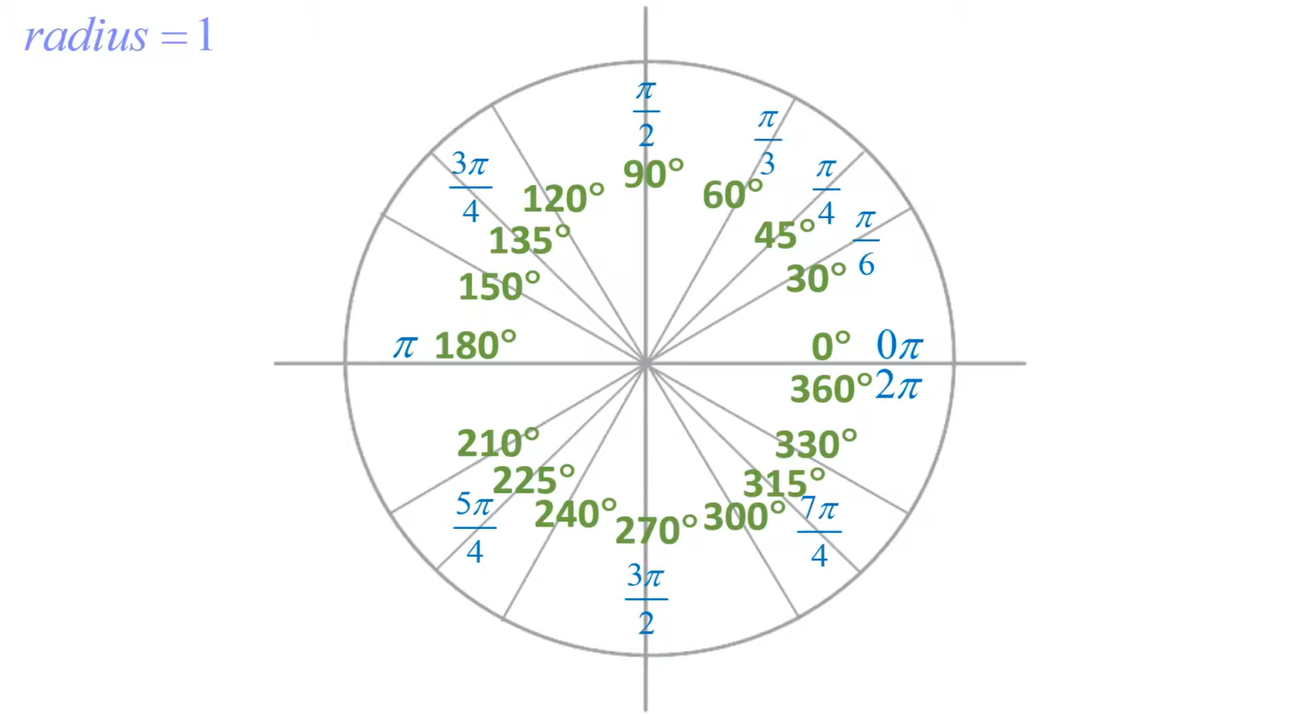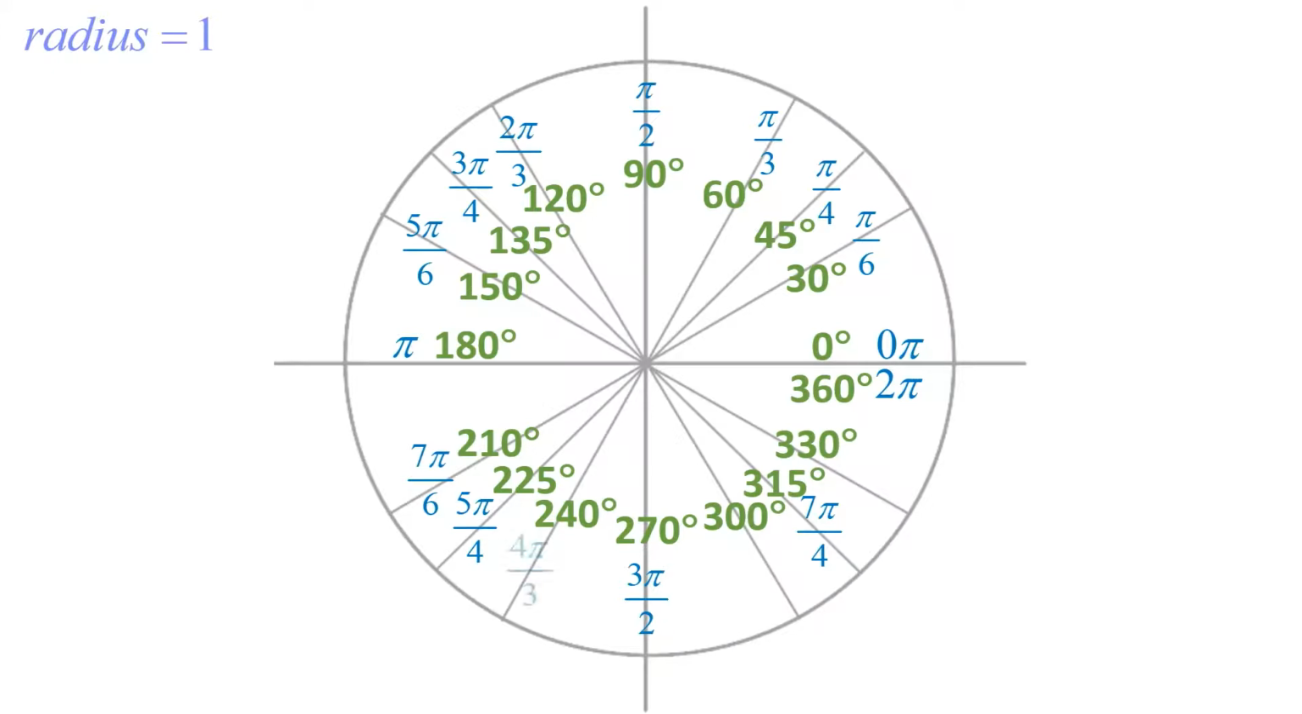In quadrant 1, the spoke closest to the x-axis is pi over 6. 2 pi over 6 can be reduced to pi over 3. 3 pi over 6 reduces to pi over 2. 4 pi over 6 reduces to 2 pi over 3. 5 pi over 6. 6 pi over 6 reduces to pi.